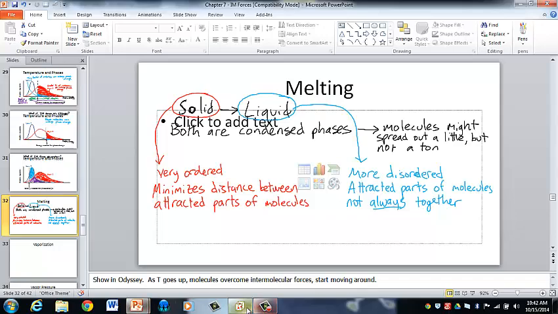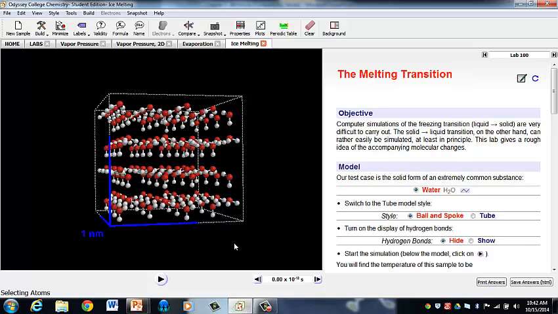So water here is an interesting example. I showed this yesterday. I'll show it again today. Daniela, could you get the lights?